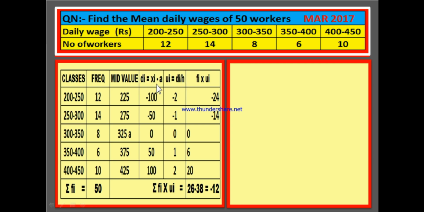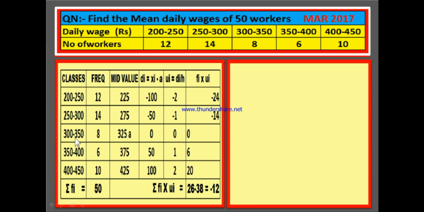Ui is nothing but di by h. H stands for height of the class, or class interval. Height of the class is nothing but the difference between any two successive lower boundaries or any two successive upper boundaries or any two successive mid values. You take any two successive mid values and you find the difference. What is the difference here? 275 minus 225, difference is 50. Therefore, h is 50.